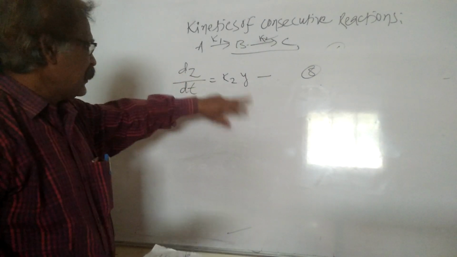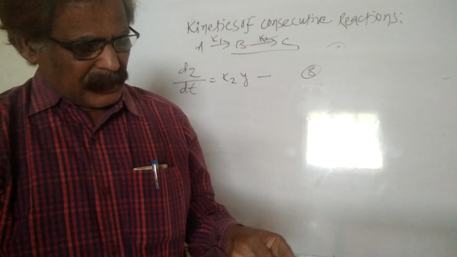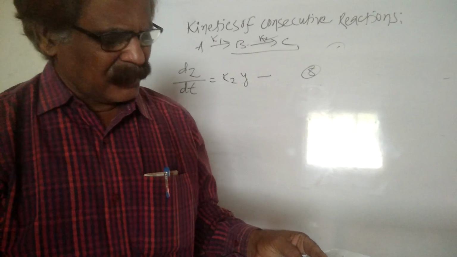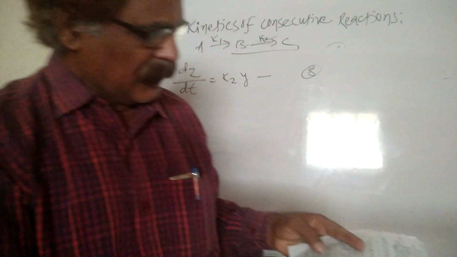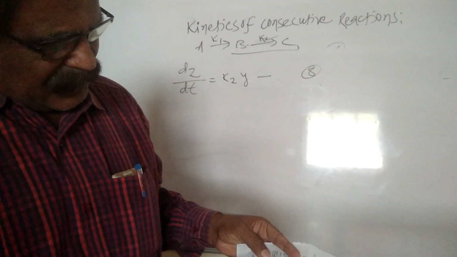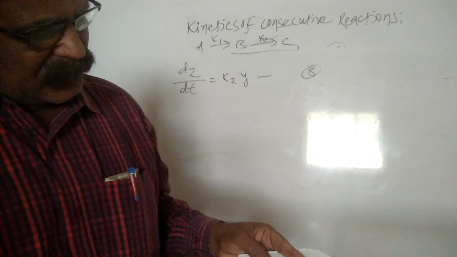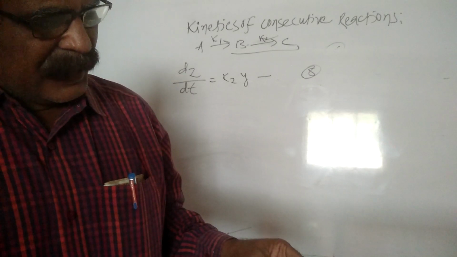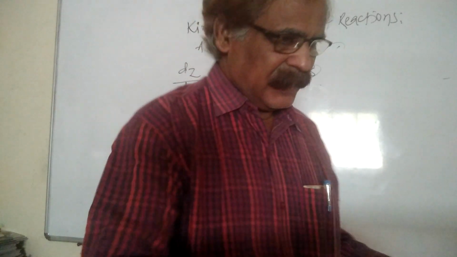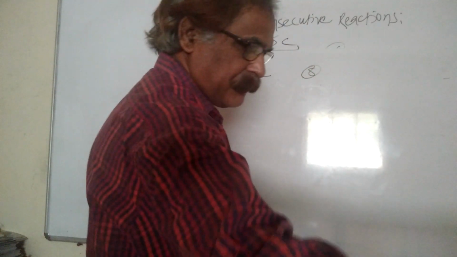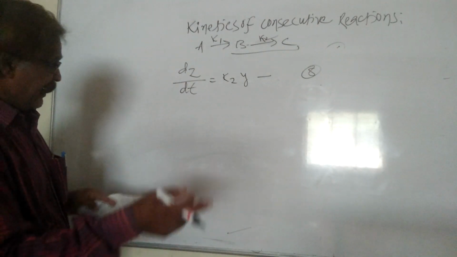So dz upon dt is equal to K2 into Y. This is the rate law of formation of C from B. As the rate of formation of B is given by K1 into X, and the rate of decomposition of B into C is given by K2 into Y, the rate at which B accumulates, that is dy upon dt, we know the rate of formation of B is given by an expression.